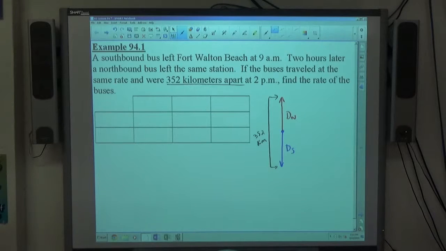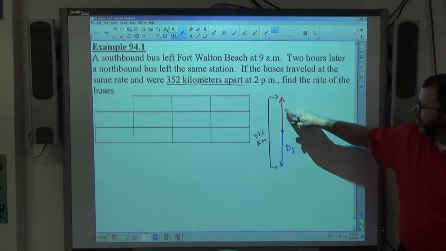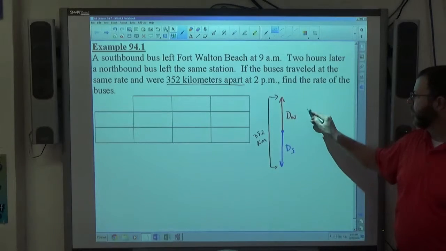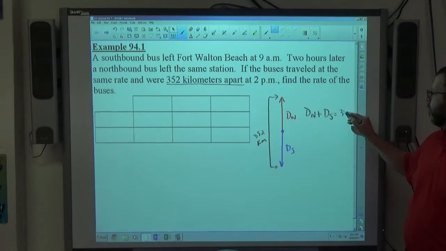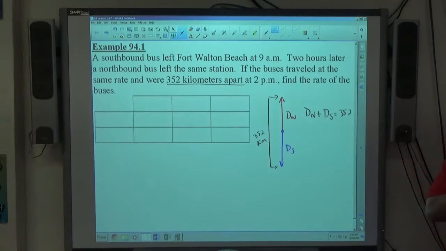So based on that picture, I don't know how far the northbound or the southbound bus went, but short segment plus short segment equals long segment, so I know that the northbound distance added to the southbound distance is equal to the total distance traveled by both buses. And again, that's priority one of these problems. Do not try and do anything else until you've figured out how the distances relate.